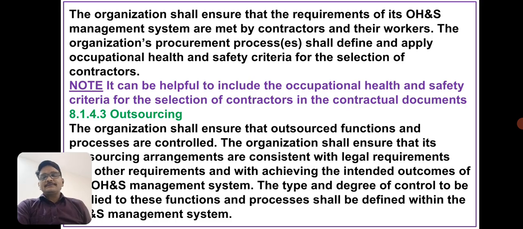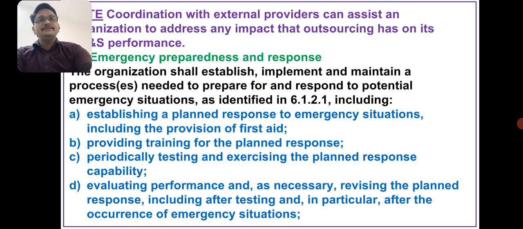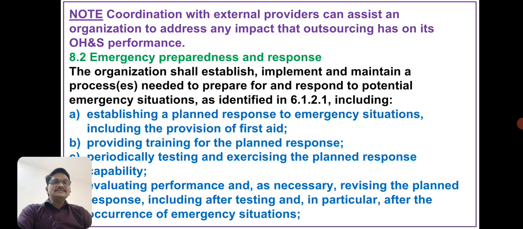Now, the next subclause is 8.1.4.3, that is outsourcing. The organization shall ensure that outsourced functions and processes are controlled. The organization shall ensure that its outsourcing arrangements are consistent with the legal requirements and other requirements and with achieving the intended outcome of the OHS management system. The type and the degree of control to be applied to these functions and processes shall be defined within the OHS management system.